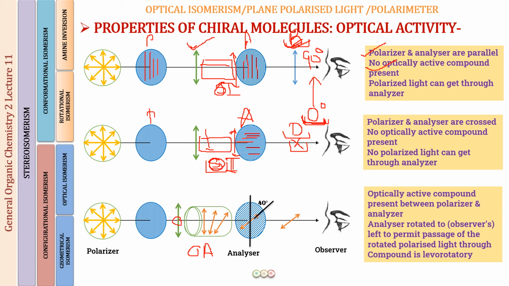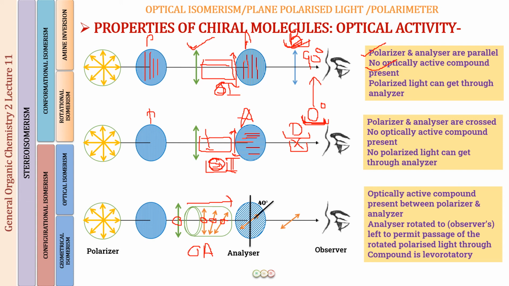So when it passes through one molecule, it has a slight rotation. It passes through another molecule, still a slight rotation, another molecule, still a slight rotation. So as it passes through the length of this tube, you will see that the light has rotated by some angle.